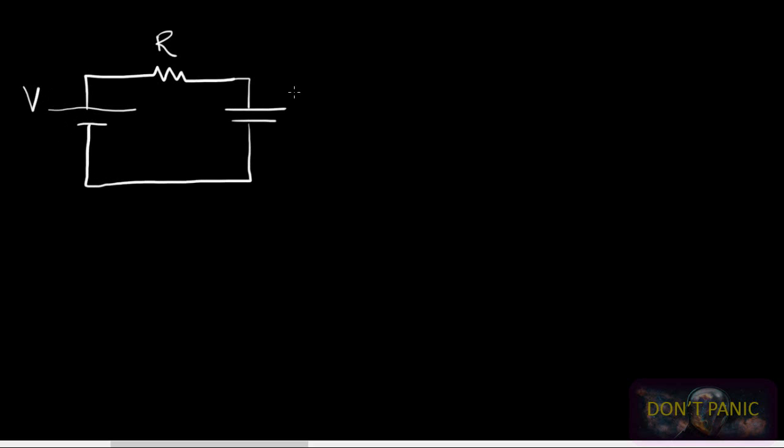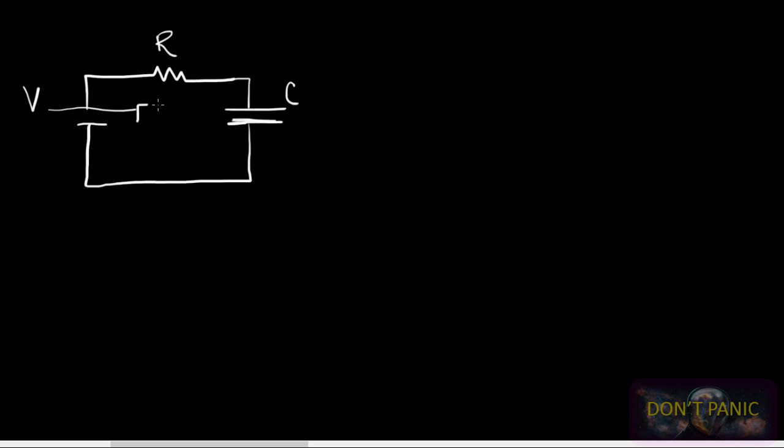Suppose that you have a circuit that has both a resistance and capacitance. Suppose this is voltage source V and this is your capacitance C. Initially suppose that this capacitor is not charged. Then what's going to happen in the beginning is that current is going to flow in the circuit, and because of the current flowing, this capacitor is going to start charging up.